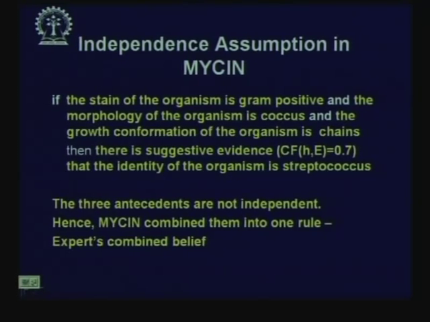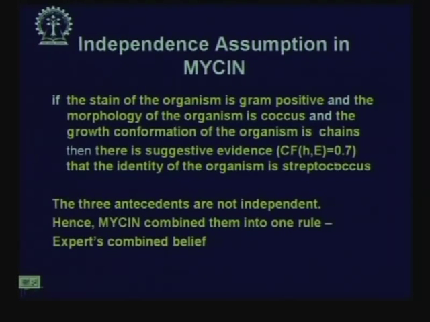If the stain of the organism is gram positive, and the morphology of the organism is coccus, and the growth conformation of the organism is chains, then there is suggestive evidence with a certainty of 0.7 that the identity of the organism is Streptococcus. Now, all these three antecedents have been combined into a rule because these are not independent. Maybe if it is gram positive, then being gram positive also makes the morphology coccus. So, they are not independent. Since they are not independent, they have been clubbed together and the expert has combined them together with a certainty factor of 0.7.